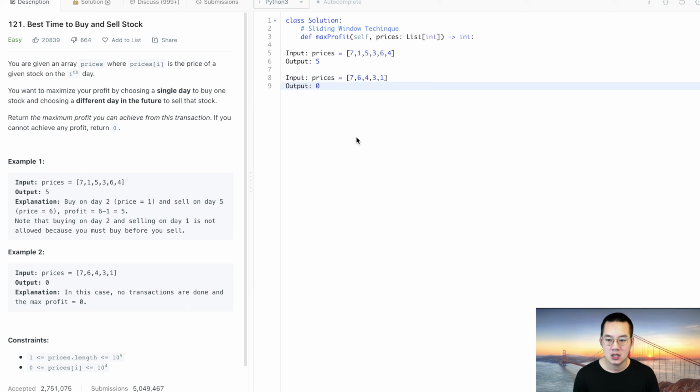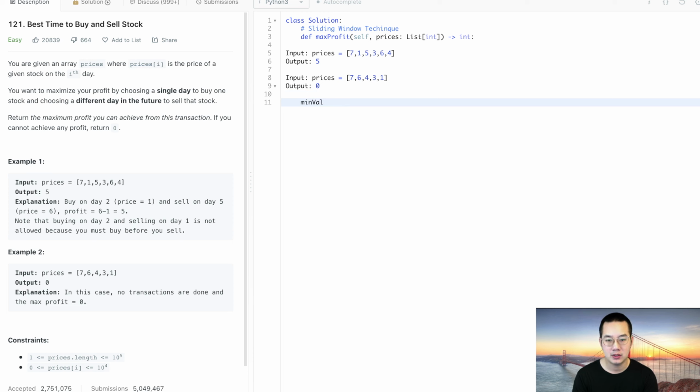So one idea is to find the minimum value, and once we have the minimum value, we subtract it from the future values until the end. So let's take this value here, for example. We put an i.